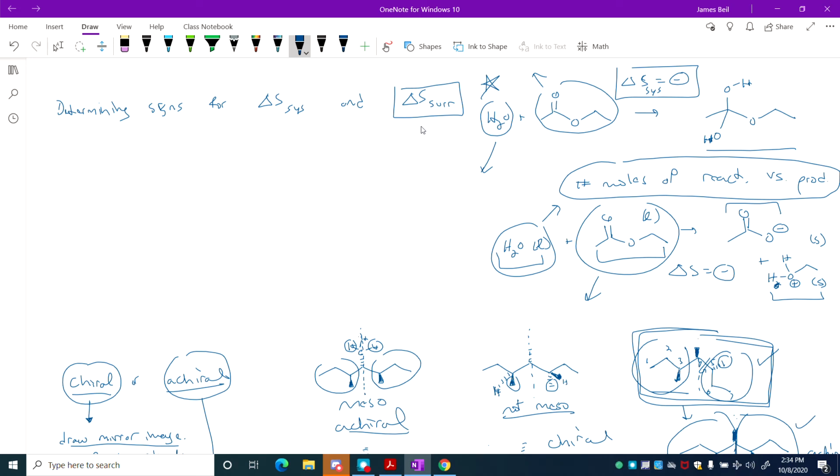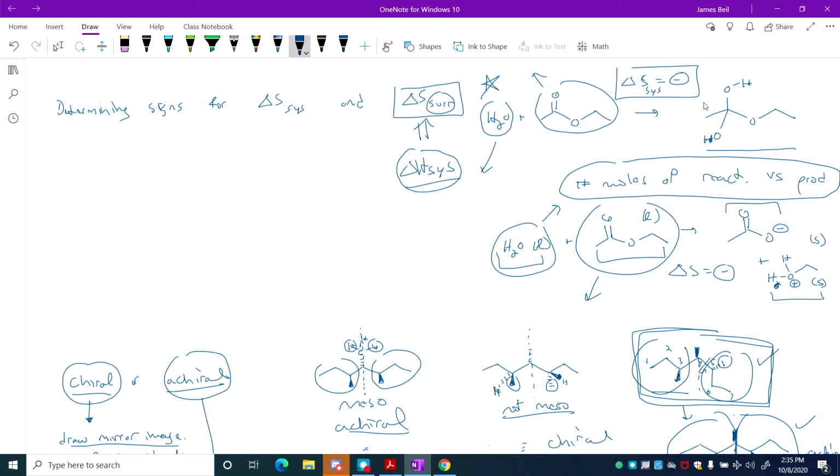Is that looking at delta H? Right. So I can't judge delta S for the surroundings unless I know delta H for the system. The surroundings are not going to involve any bonds breaking or any change in the structures. So I'm not going to change the state of matter or the number of moles in the surroundings. The only thing that can change in the surroundings really is the temperature. And the temperature change in the surroundings depends on whether the reaction is releasing heat or absorbing heat.